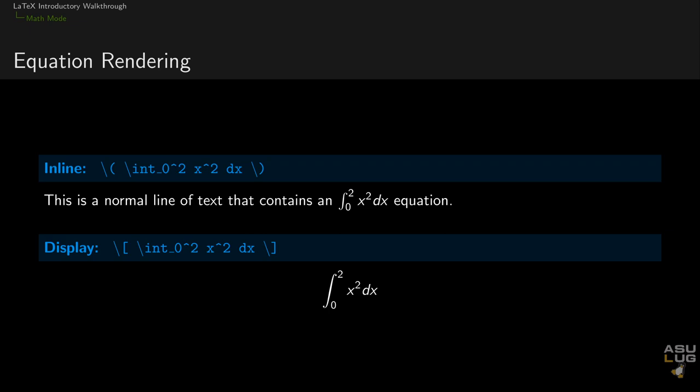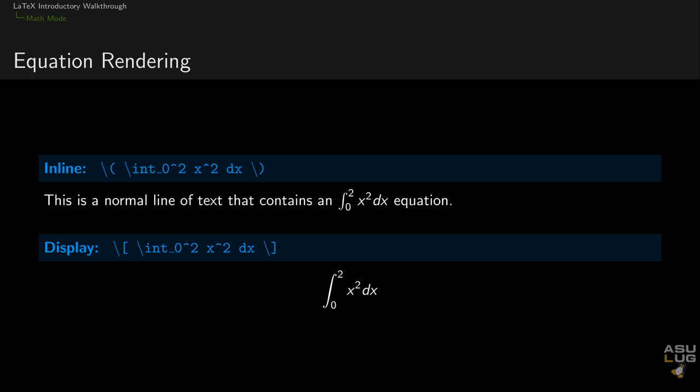So there are two main types of equation rendering, math mode rendering, in LaTeX. You have inline math and display math. So inline math, this is the Owl Beamer theme. You can look that up on CTAN if you want. If you use backslash parentheses to open it and backslash closing parentheses to close it, everything inside will be, first of all, in math mode, so it will render like math, and it's going to be short and small so that it fits within a line of text.